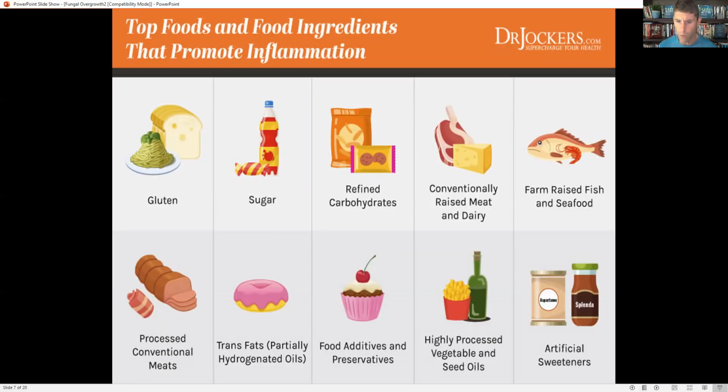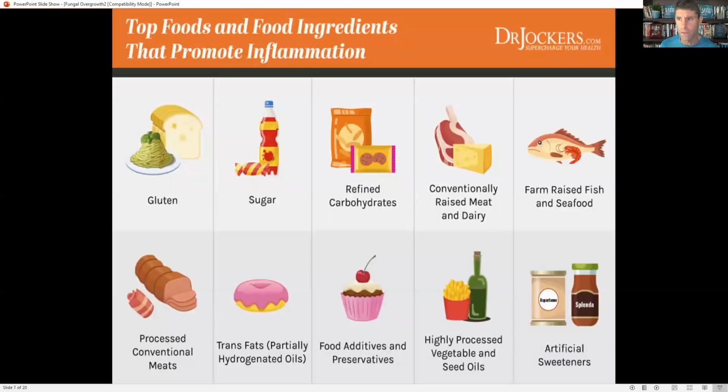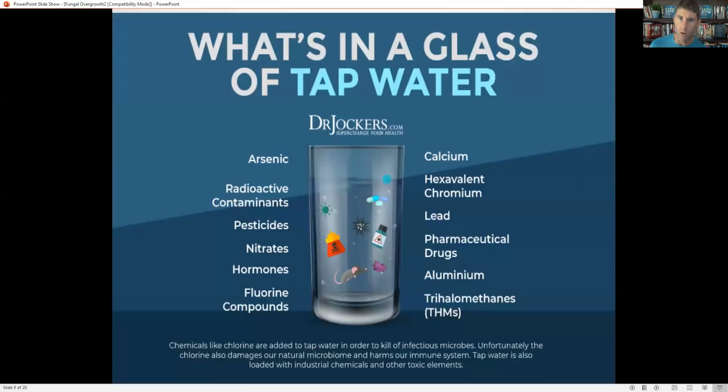So we want to really be looking for really good, high quality foods. That's going to be things like grass-fed, organic, pasture-raised meat products, lots of good vegetables, a lot of herbs like basil, oregano, thyme, different things like that. And we'll go through that as we go on.